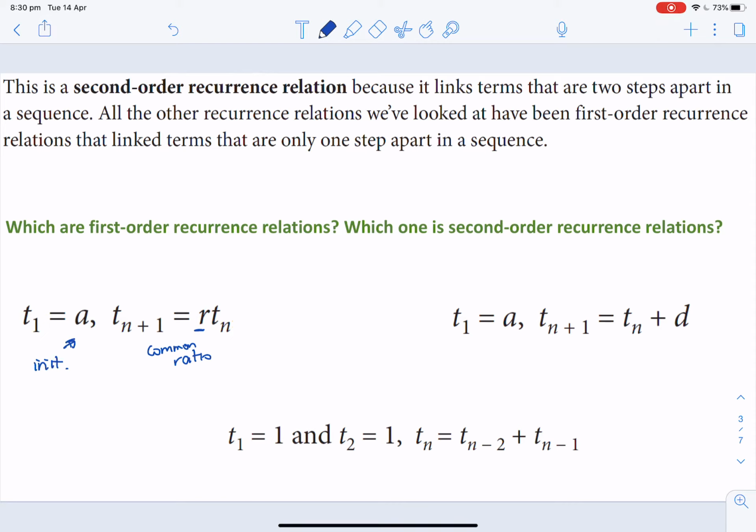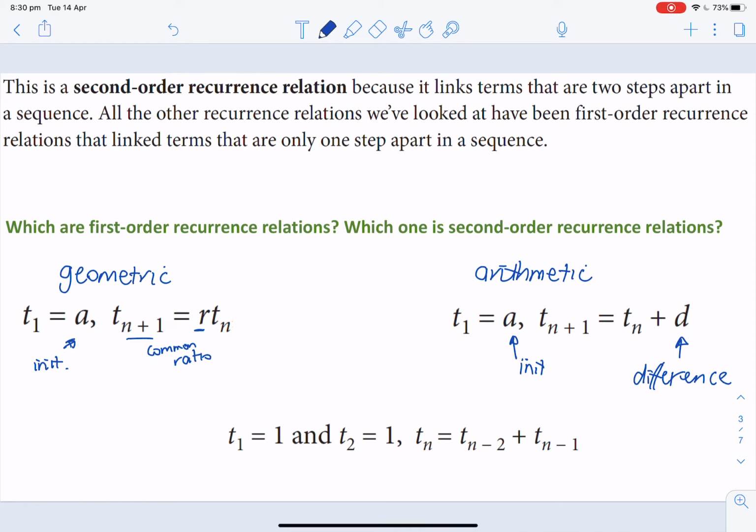We only needed to know one number, the difference, for geometric. Then the other one we went through was our arithmetic. We needed to know our initial again and our difference, which is a constant number.